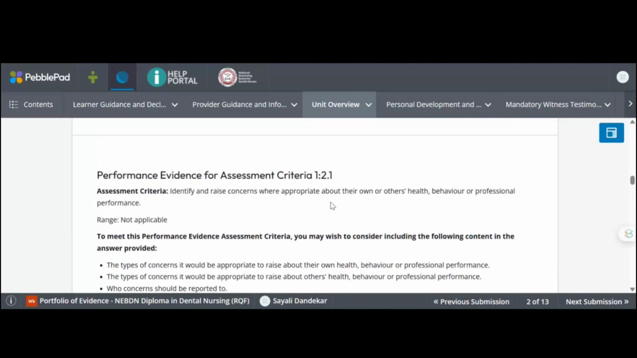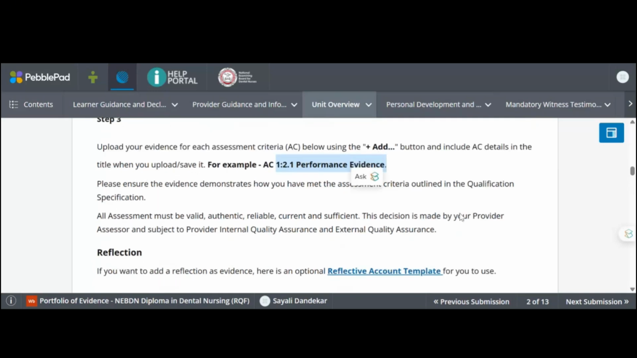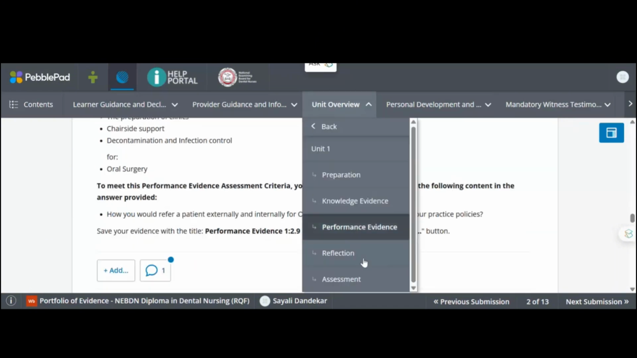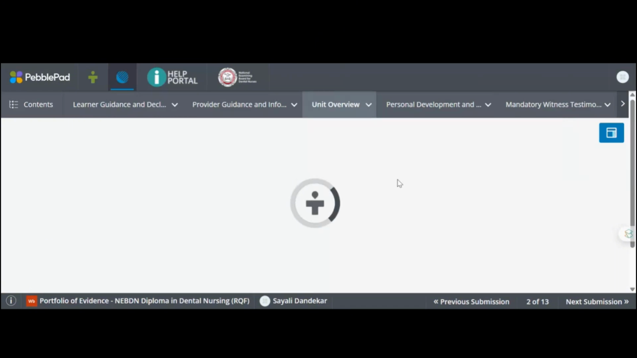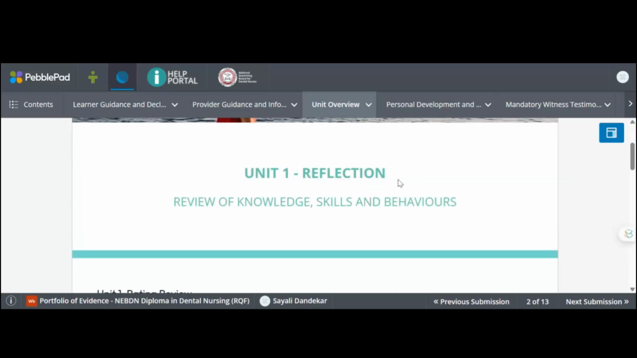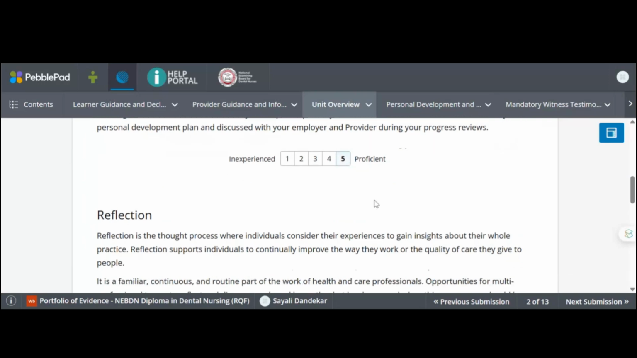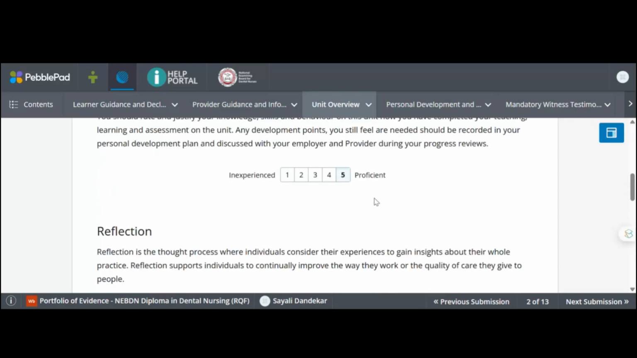Also remember one thing: while submitting your files, you have to give them proper names, like Unit 1, 2.1 performance evidence. After that, here is your reflection part. You will reassess your knowledge after filling in the knowledge evidence and performance evidence. And again, you have to give the justification why you have rated yourself 4, 5, or 3. This is the last part you will be filling in for your unit.